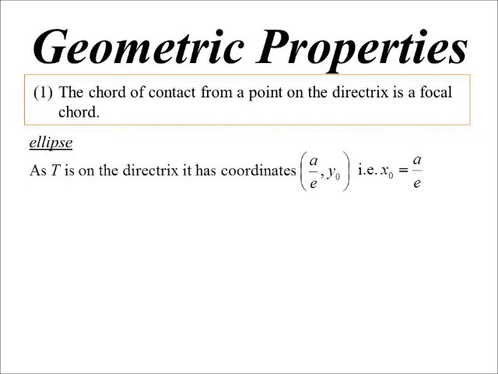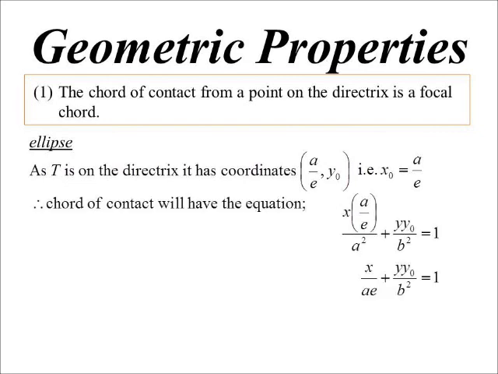So how would I do it? Well, they've told me it's from a point on the directrix. So I'm going to define that point to be T. And we're saying, well, look, it's on the directrix, so I know its x value is a on e. Its y value, I don't know. It's that external point, so I'll just call it y naught. We know the chord of contact has the equation x naught x on a squared plus y naught y on b squared equals 1, but I now know that x naught is a on e.